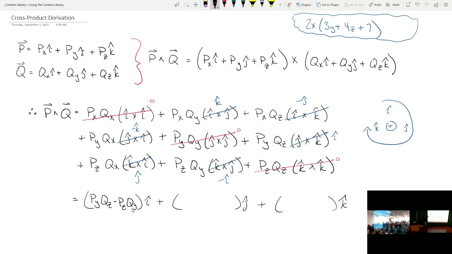The j vector is over here on the outskirts. We've got PXQZ, PZQX, and this one's negative. Or right, no, this one's positive, that one's negative. So PZQX minus PXQZ. And then finally, we have PXQY minus PYQX.